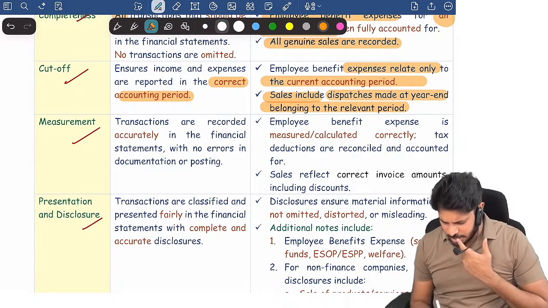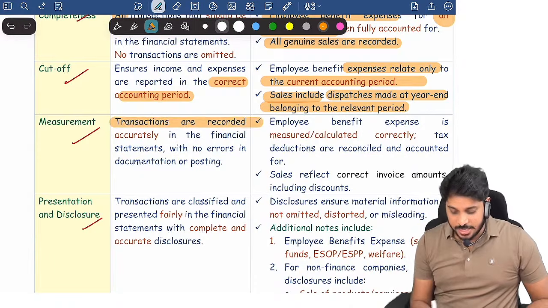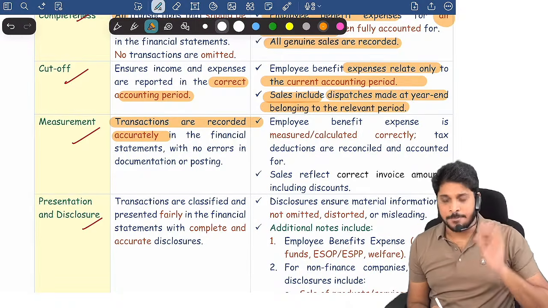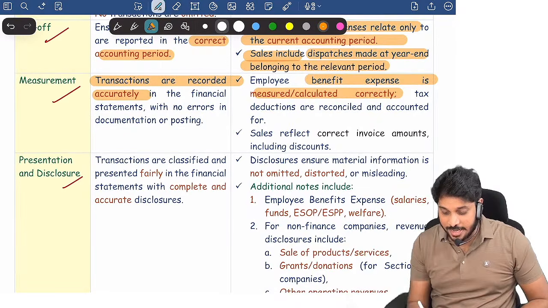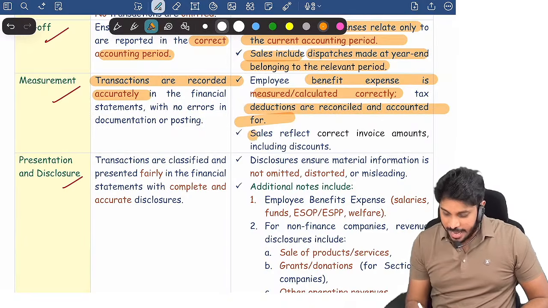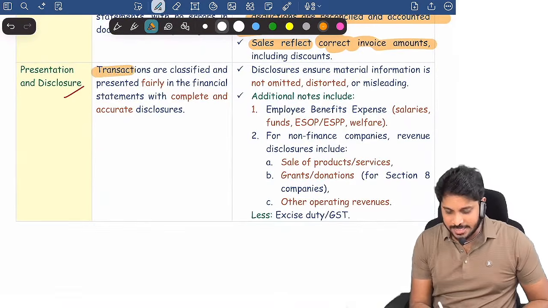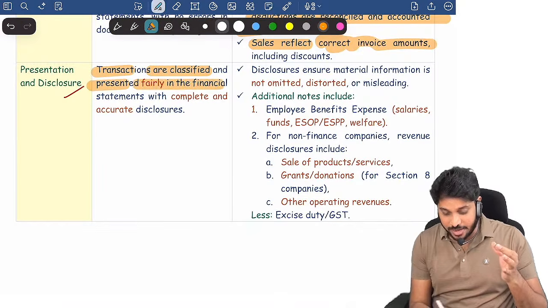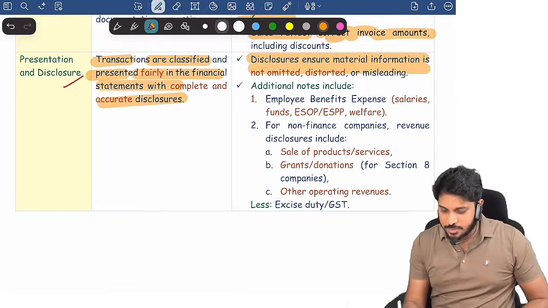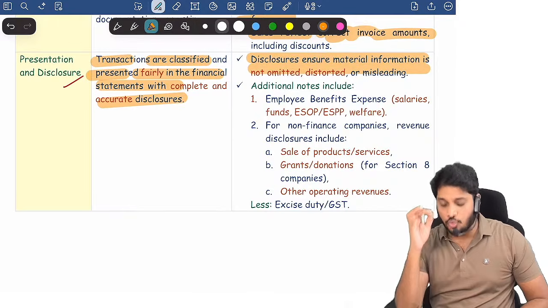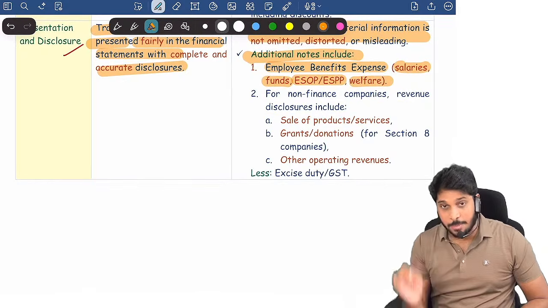Then measurement. See that transactions are recorded accurately. At what price you are recording, that is measurement. For example, employee benefit expenses are calculated correctly, deductions are correctly accounted, all that. And see that sales are recorded at the correct invoice amount, that's called measurement. Presentation: transactions are classified and presented fairly in the financial statements, complete and accurate. For employee benefit expenses, see that everything is correctly disclosed without omission. Additionally, for employee benefit expenses, we should show salary, ESOP and welfare expense, all that.